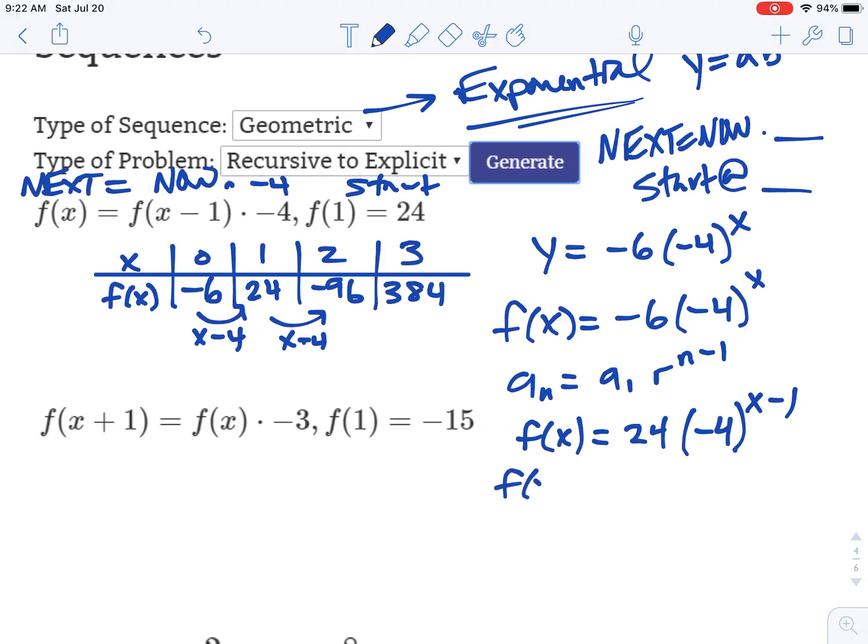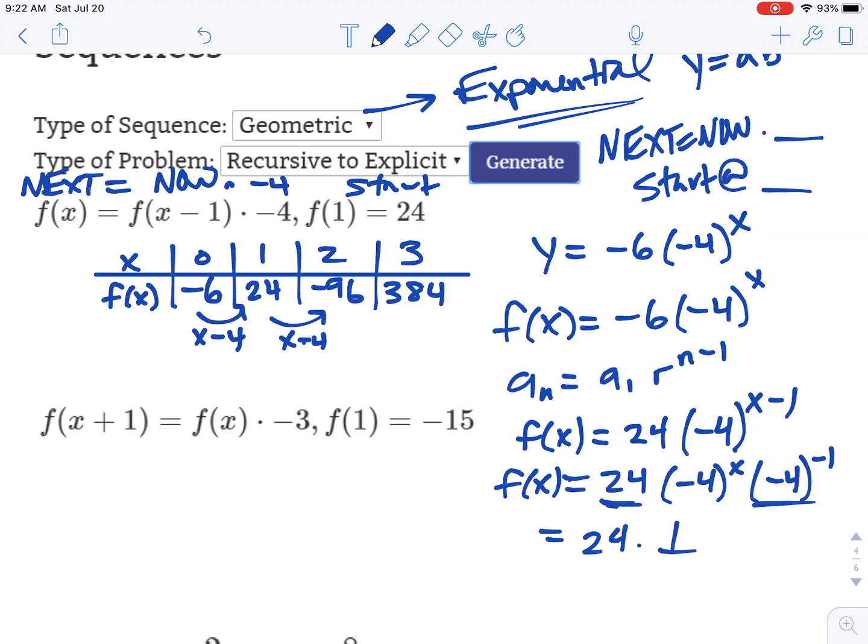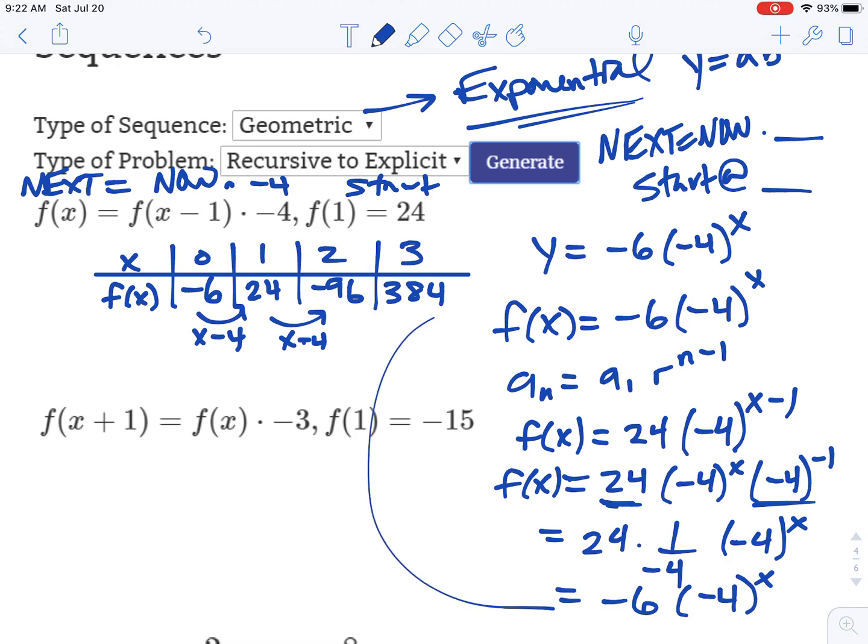This is actually the exact same thing, because if you were to use exponent rules here, you could say f of x equals 24 times -4 to the x minus 1, which would be the same thing as -4 to the x times -4 to the minus 1. And then if you rearrange the multiplication here, do 24 times -4 to the -1. That would be 24 times 1 over -4, times -4 to the x, and that would be -6 times -4 to the x. So that's why they're equivalent.